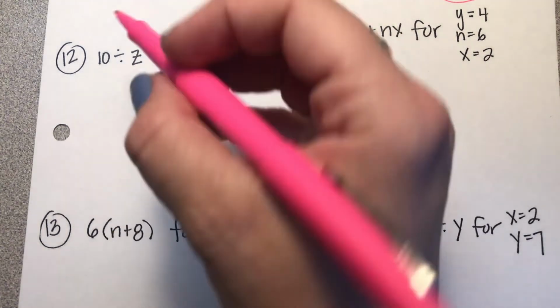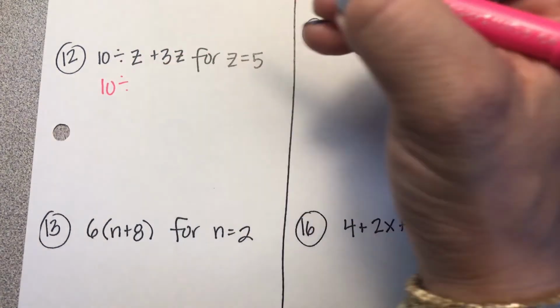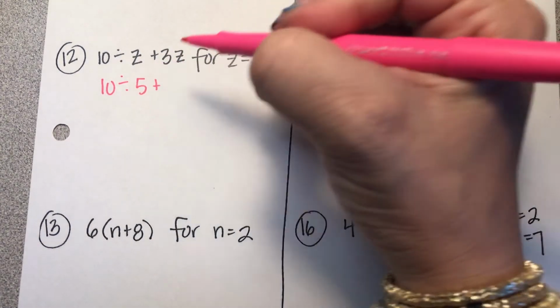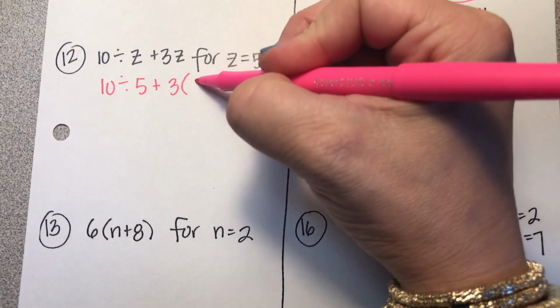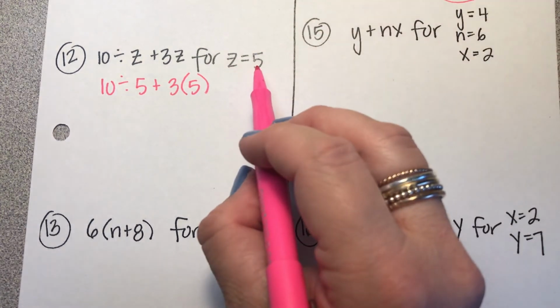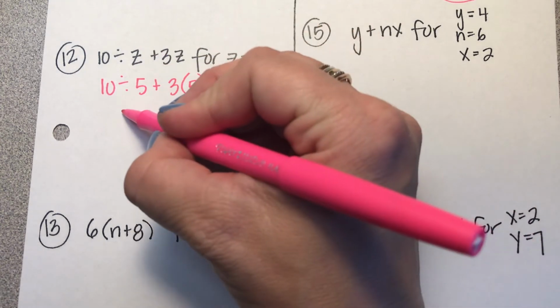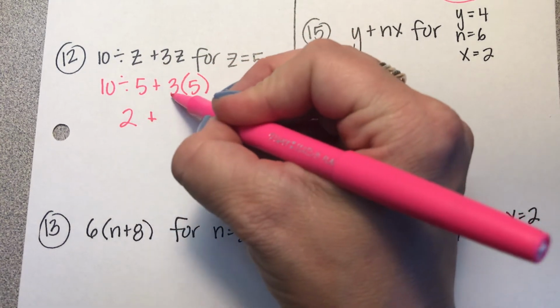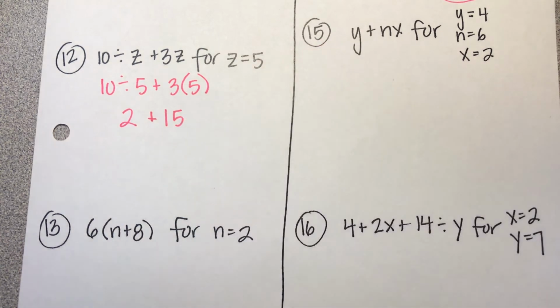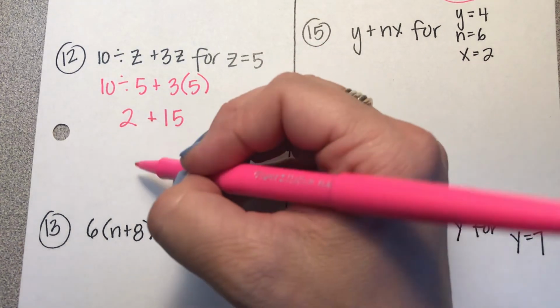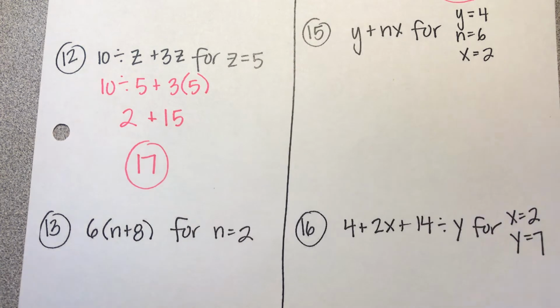So on number 12, we're going to do 10 divided by 5 plus 3 times 5, right? Because everywhere I saw a Z, I went ahead and put a 5. So 10 divided by 5 is 2, and then 3 times 5 is 15. And then 2 plus 15 is 17.